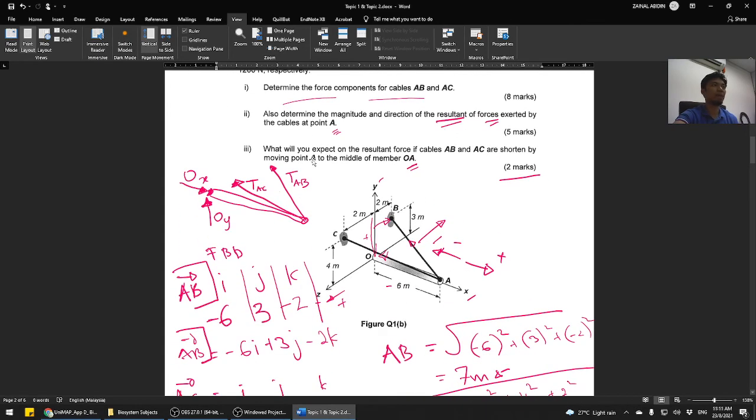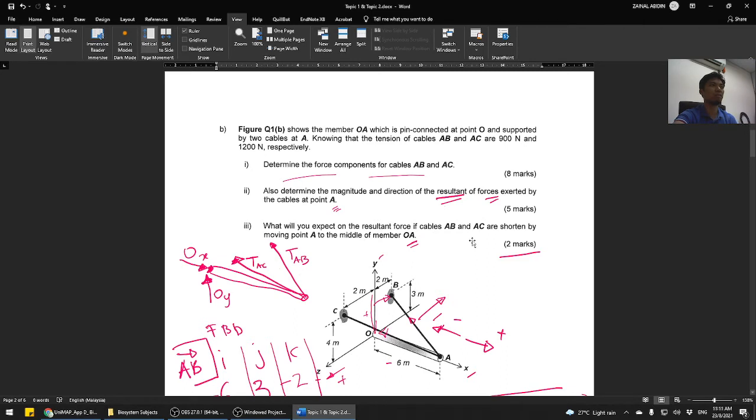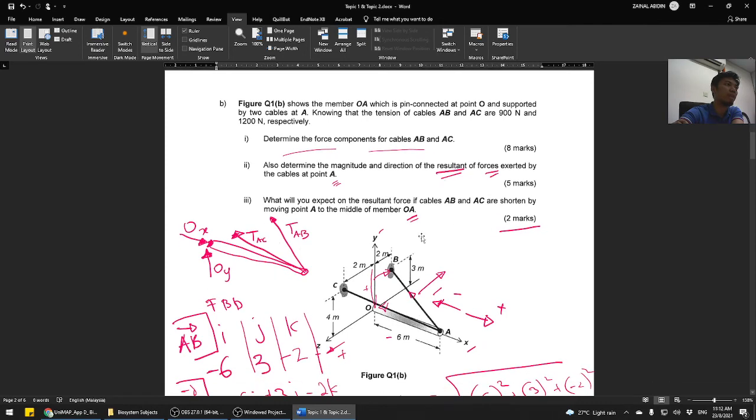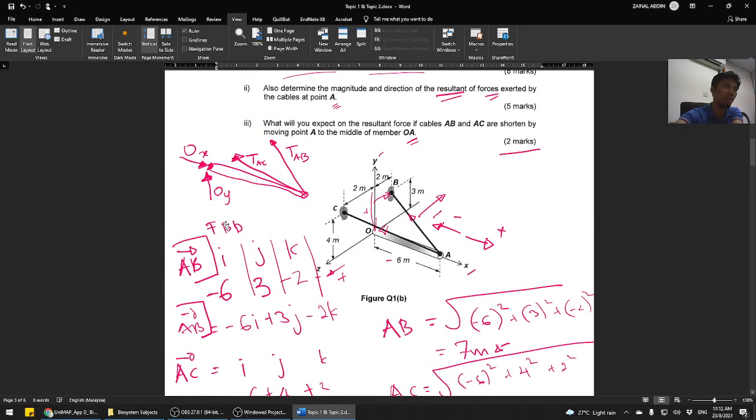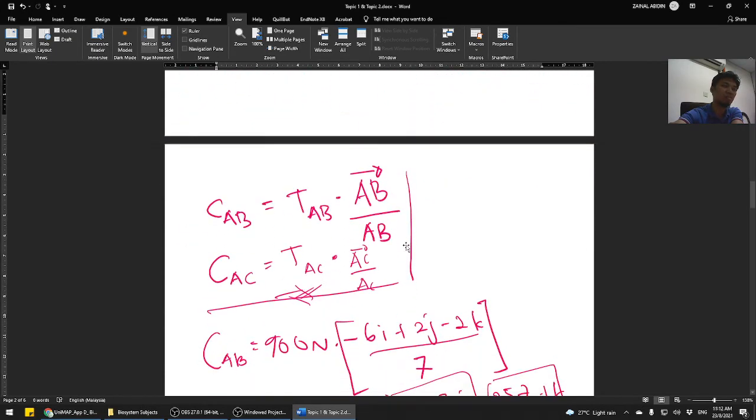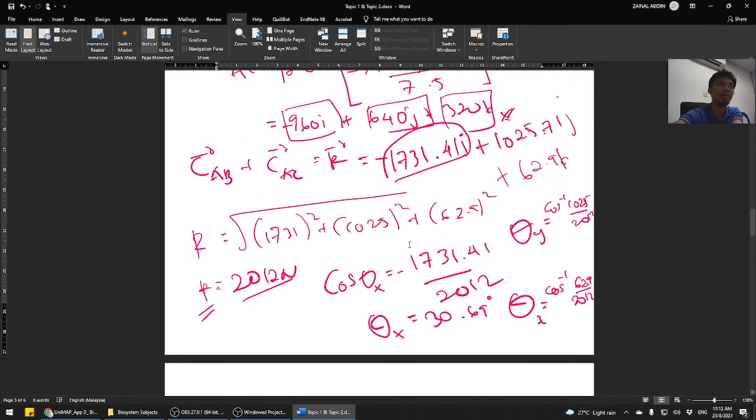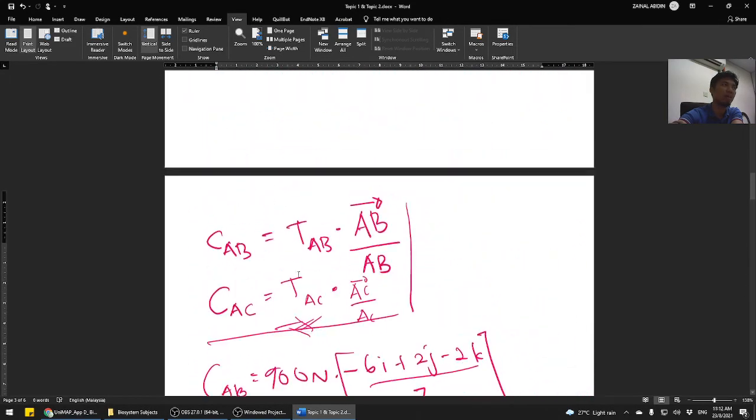So what will you expect? Question number 3. What will you expect on the resultant force if cable AB, AC are shortened by moving point A to middle of point OA? So the question asks you, what will you expect on the resultant force? Yang ni you kira ni resultant R. What do you expect? Which is increase or decrease? Kalau point A is moving at the middle point here, increase or decrease? Kalau you jawab decrease, why? Sebenarnya, you can have the answer there from here.